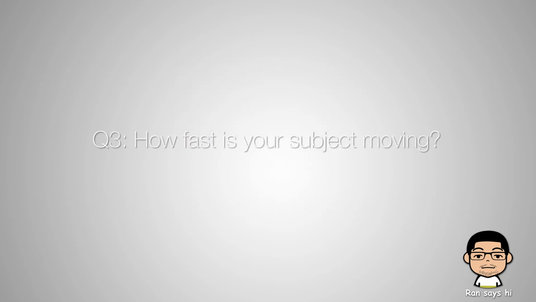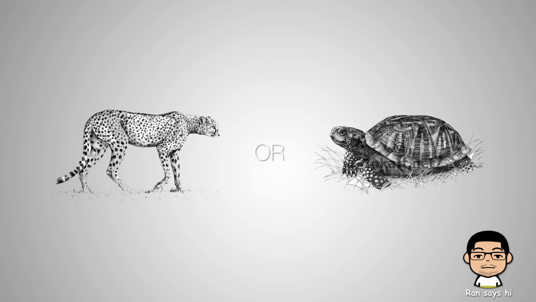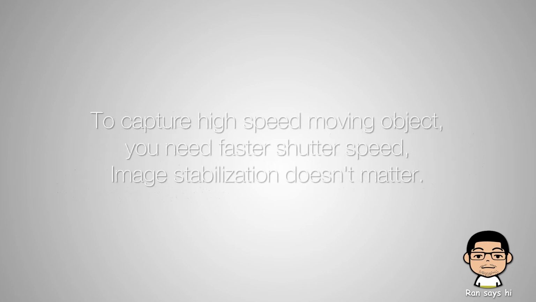And the final question to set your shutter speed is to ask yourself, how fast is your subject moving? Probably your subject is as fast as a cheetah, or sometimes your subject is as slow as a turtle. So for different situations, you need to use different shutter speed. For faster moving objects, you need to use faster shutter speed. That's more like common sense, right?